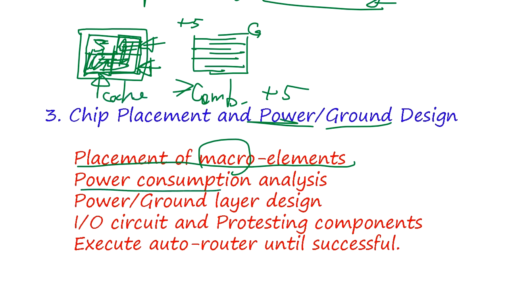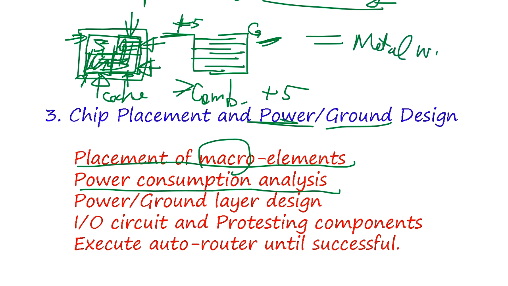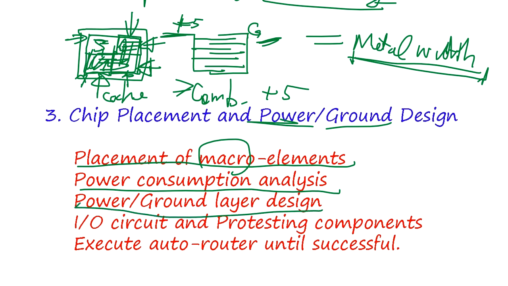And power consumption analysis. You have to do power consumption, how much power is consumed in each block, each macro block. And depending on the power consumption, the ground and the power metal width has to be wide enough to provide that kind of power. And that's power ground layer design.